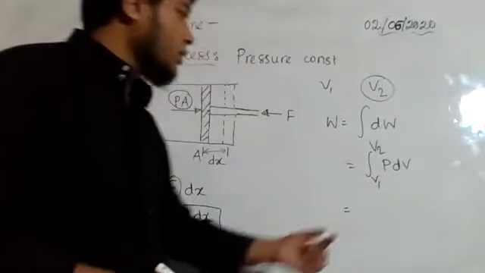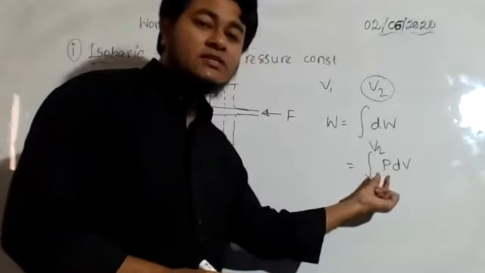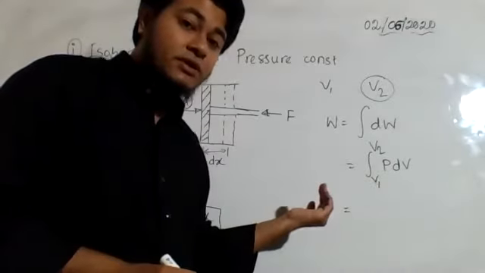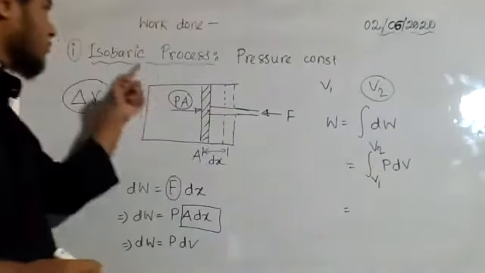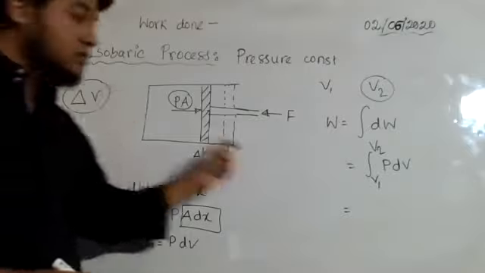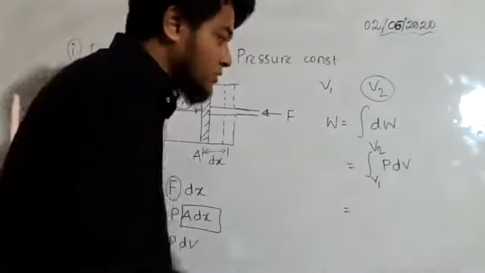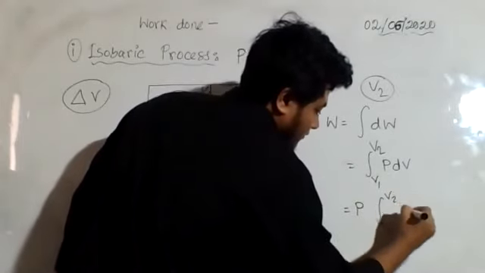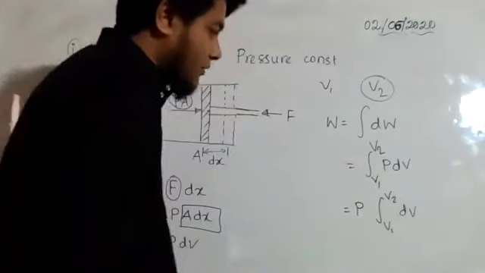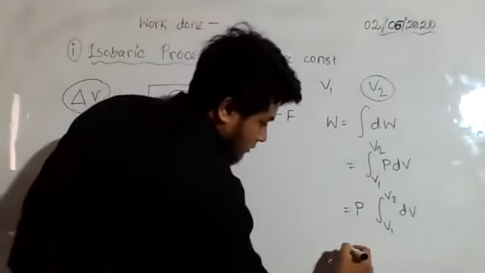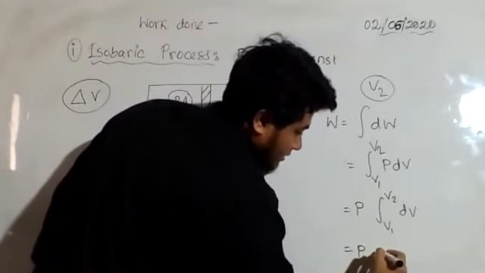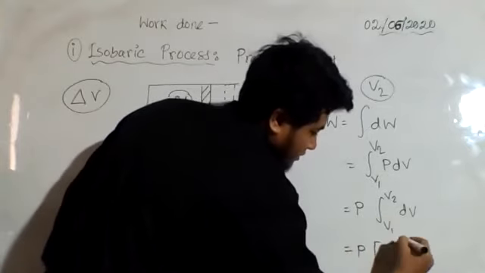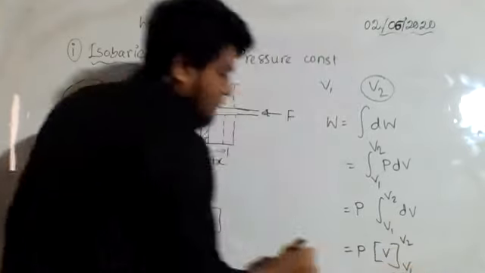Now as you know, whenever there is a constant, it comes out of the integration or differentiation part, right? So if you remember, the process is known as isobaric process, so the pressure is constant here. So as a result, the pressure will come out and it will be integral of dV from V1 to V2. Then from here, integration and differentiation will balance each other and it will become V.